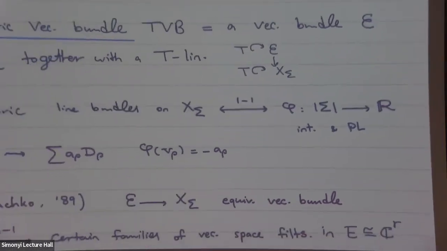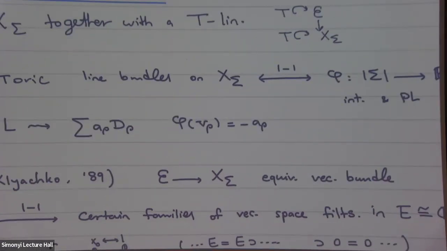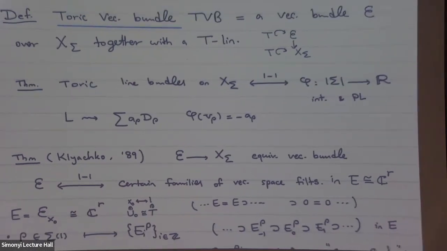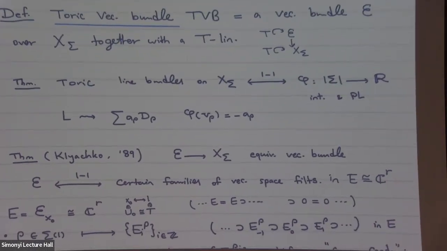If D_rho are the Cartier divisors representing the line bundle L, then the piecewise linear map sends a primitive vector on a ray, so a ray generator, to plus or minus, depending on convention, the coefficient of that prime divisor. So I'm assuming people are familiar with the basics of toric geometry, but if there is any notation question, please stop me.